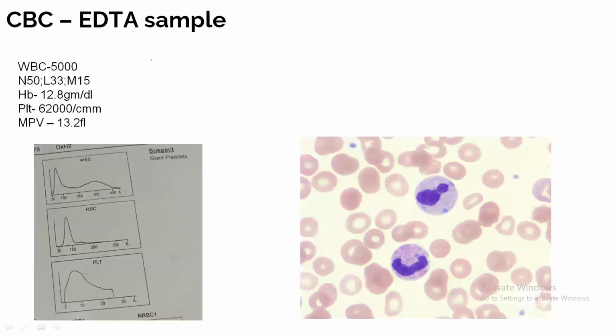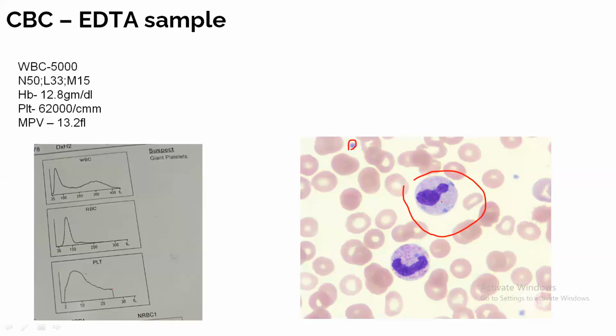So if you look at the CBC of this child, she had a 5,000 WBC count, hemoglobin was normal, platelet count showed moderate thrombocytopenia. Look at the smear, there are giant platelets, almost. These are the platelets. And these are the neutrophils. These are neutrophil inclusion bodies basically.